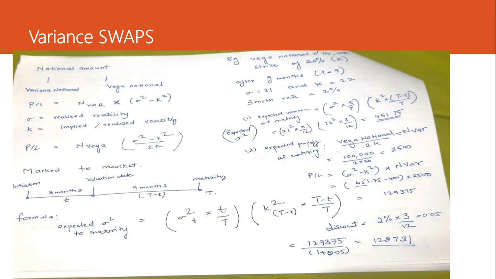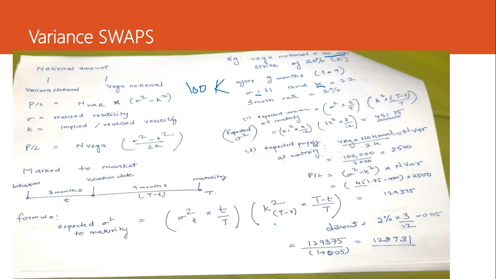Let's take an example. The Vega notional is 100,000. It's not visible over here, but it's 100,000, the Vega notional. And after 9 months, standard deviation is 21 and implied volatility is 22. So what is the expected variance?